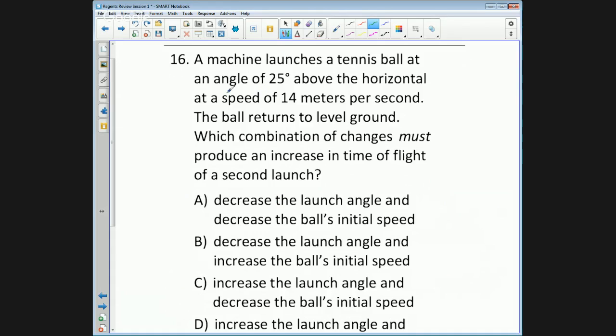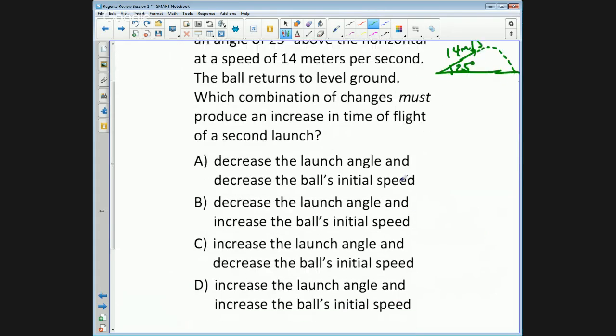so this is a complex one. It says it launches a tennis ball at an angle of 25 degrees at a speed of 14 meters per second. The ball returns to level ground, so it's going to go up and then come back down. Which combination of changes must produce an increase in the time of flight? So to increase the time of flight, we actually need to increase the angle. That's one way to increase the time of flight.